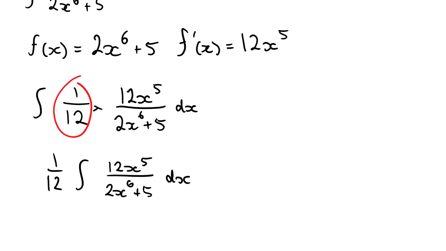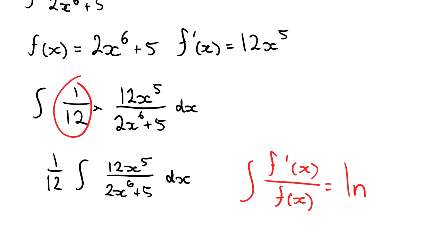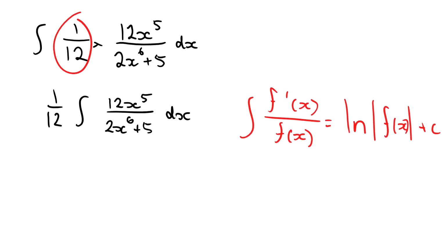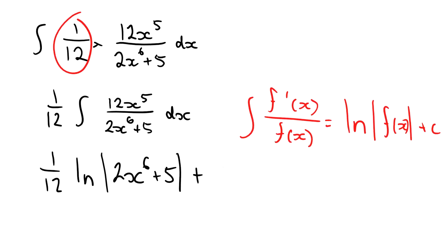And that matches our integral of the derivative over the function. And we know that changes into ln, the absolute value of x, plus c. So knowing that, we get 1 over 12 here, and then we get ln, the absolute value of 2x to the power of 6 plus 5, and plus c at the end.